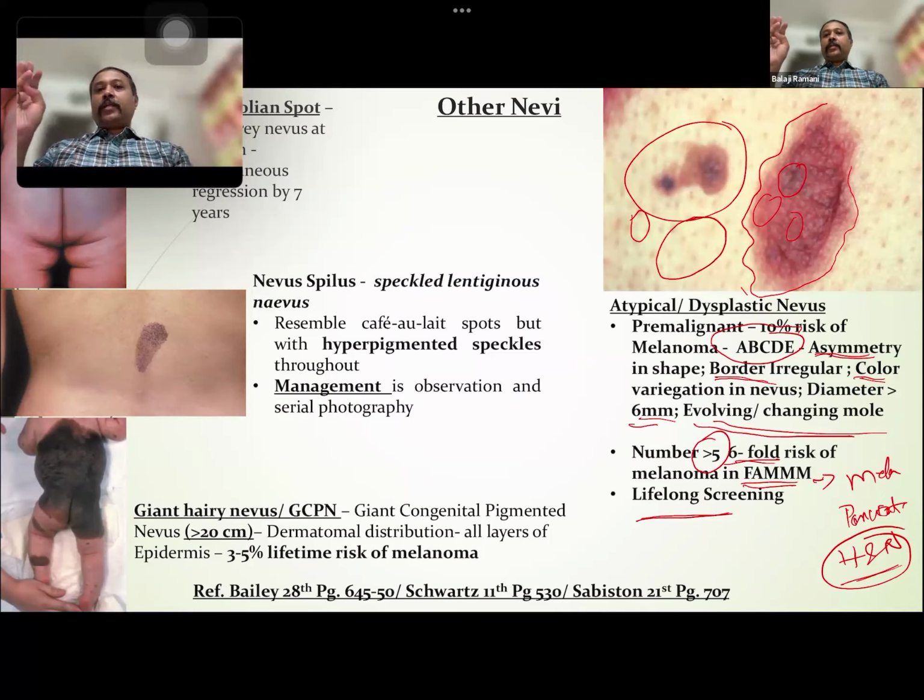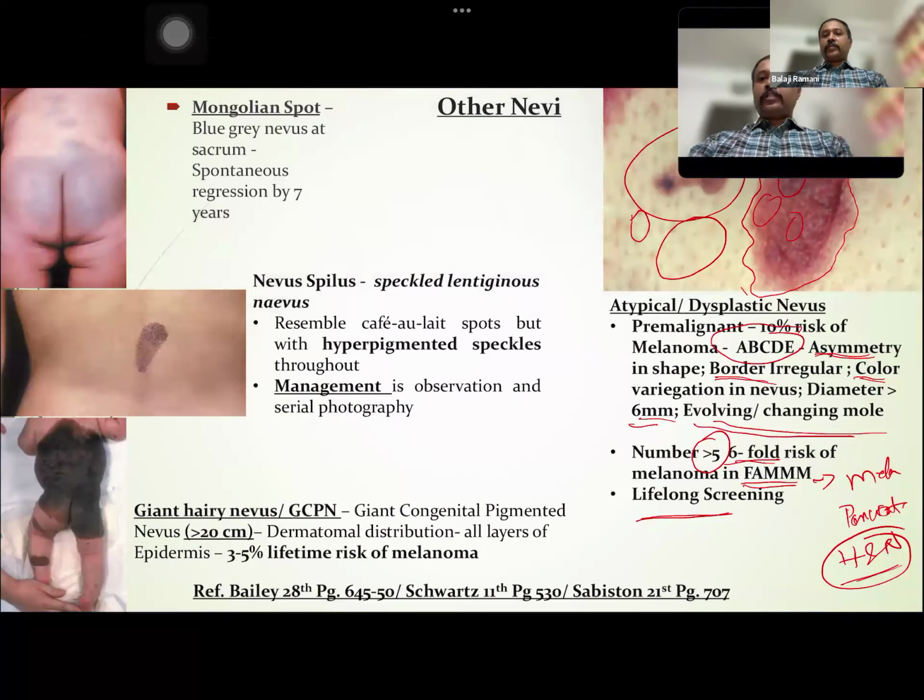So asymmetry, border, color. Then you have your diameter, which is more than 6 millimeters, and then the presence of evolution or change with time. So all these are going to be present. They may ask you what are the features which are seen here.